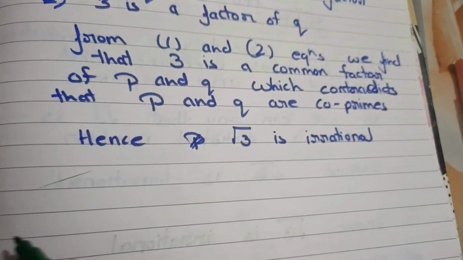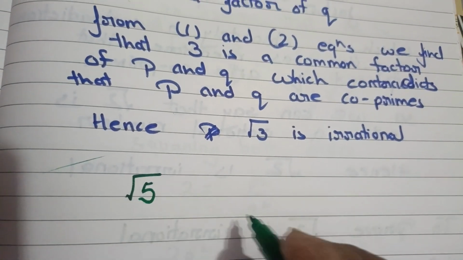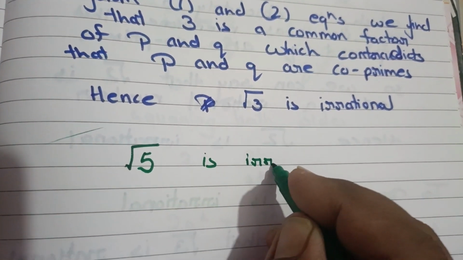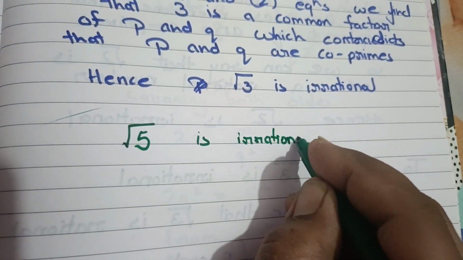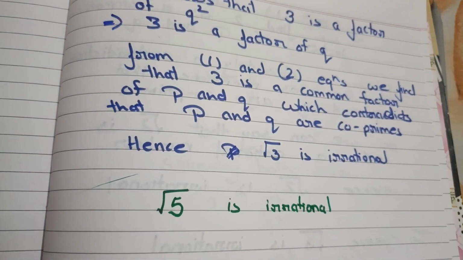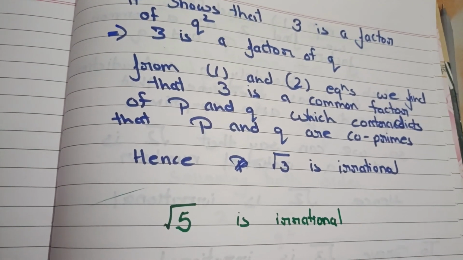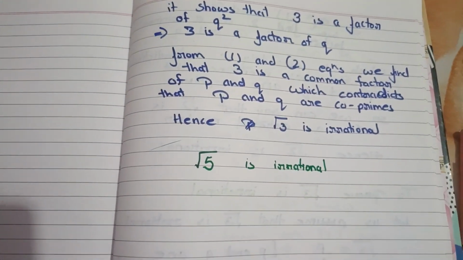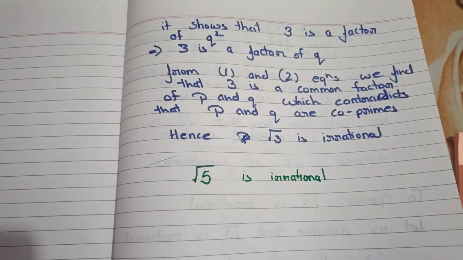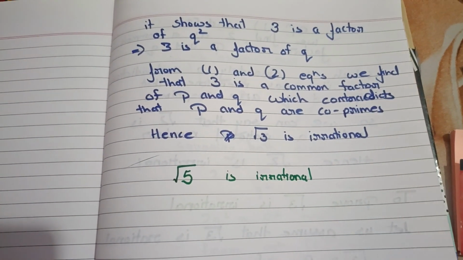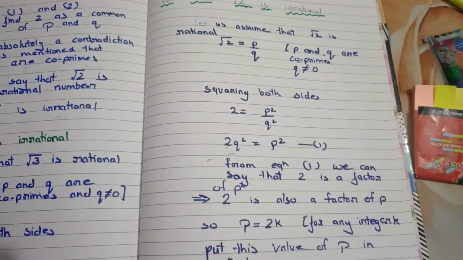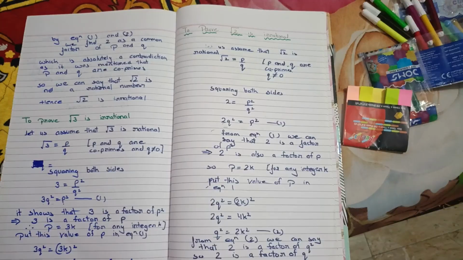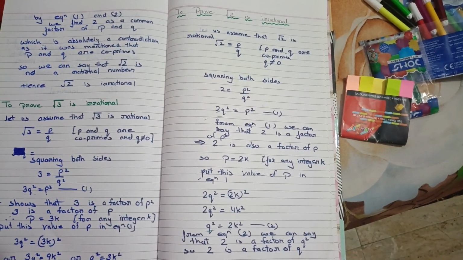Similarly, you will have to do for √5 is irrational. This is your home task. Same process, same steps will be done. So this is the very important question of class 10th, and for class 9th, I think it will be a part of class 9th also. So you can take the screenshot if you want to understand this question again on your own, and it is very simple.